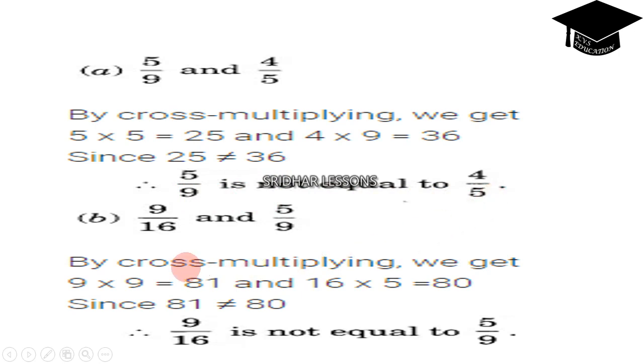Next problem, 9 by 16 and 5 by 9. By cross multiplication, 9 into 9 is 81, 5 into 16 equals 80. 81 is not at all equal to 80. So 9 by 16 is not equal to 5 by 9.